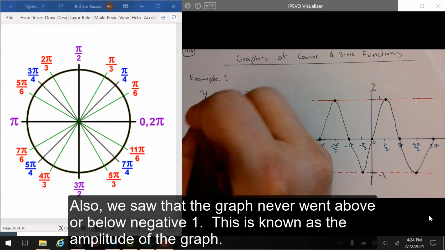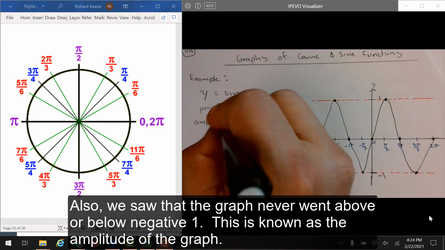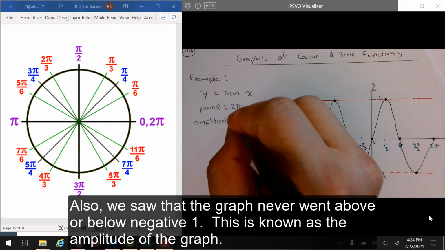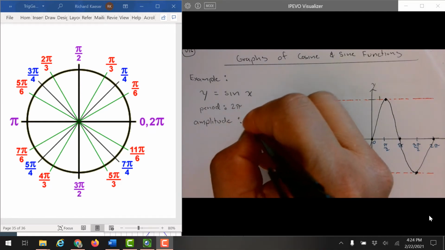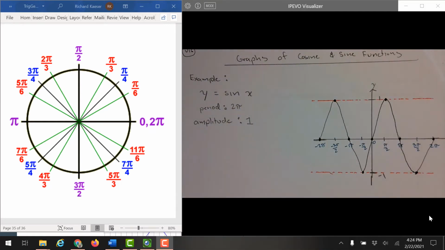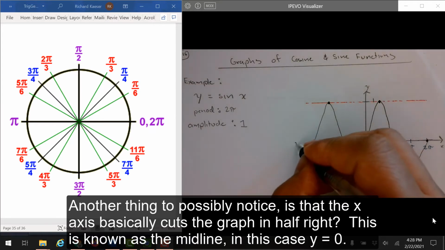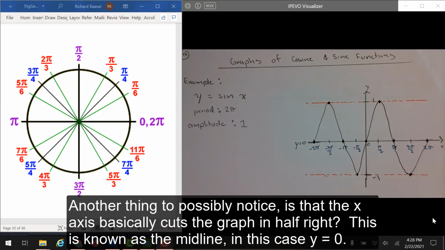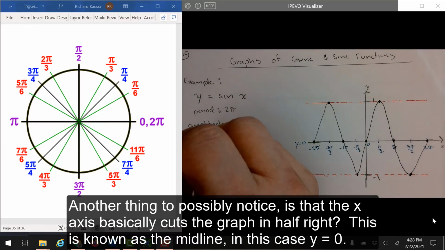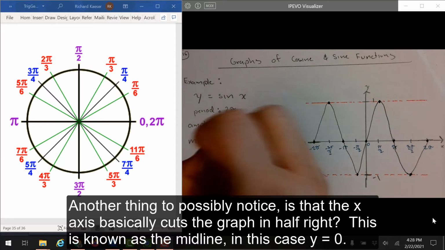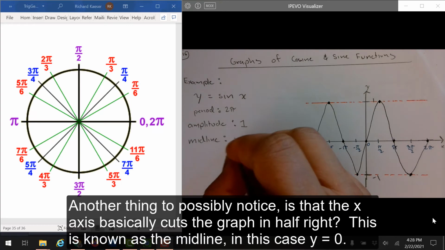Also, we saw that the graph never went above or below 1 or negative 1. This is known as the amplitude of the graph. Another thing to possibly notice is that the x-axis basically cuts the graph in half, right? This is known as the midline. In this case, y is 0.